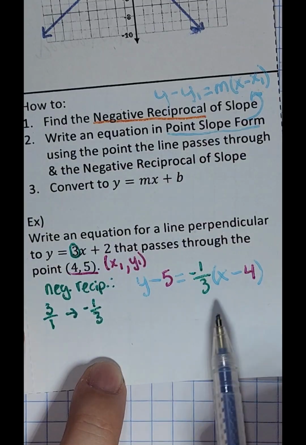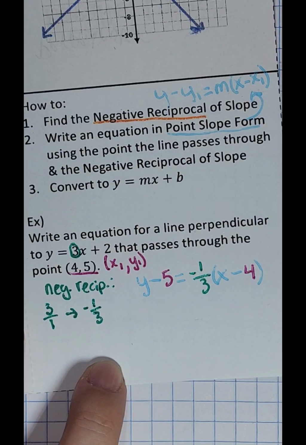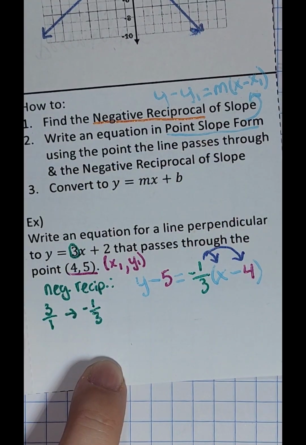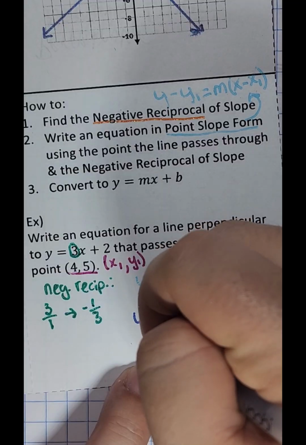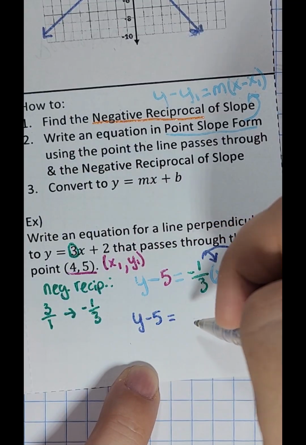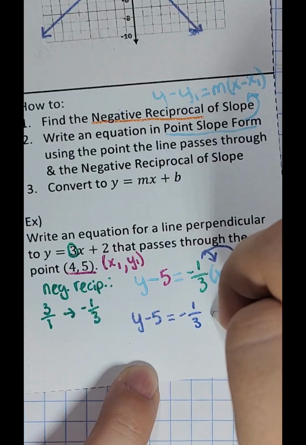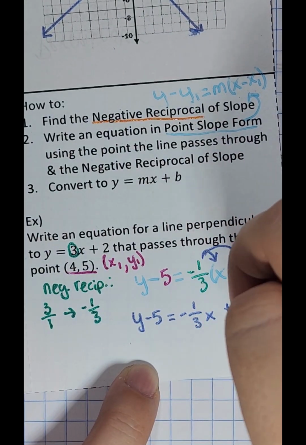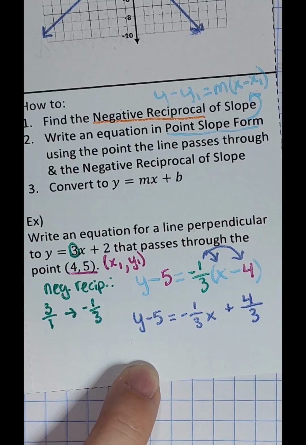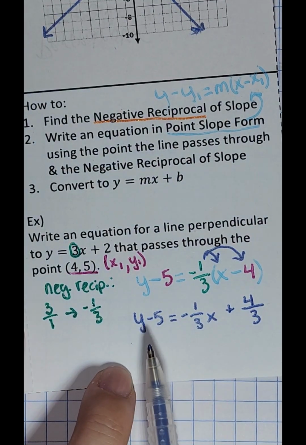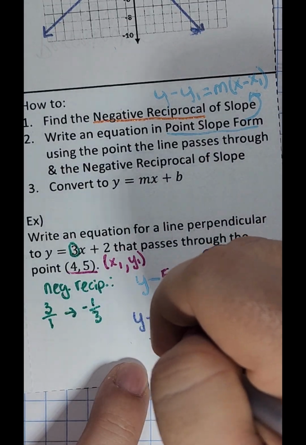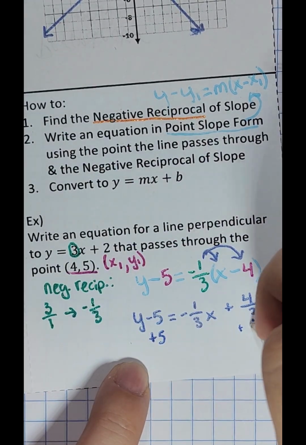And we're going to convert this equation to y equals mx plus b. So first thing we're going to do is distribute that negative 1/3. So we end up with y minus 5 is equal to negative 1/3 x. Then we have a negative times a negative, which gives us a positive, and then 4 times 1/3 is 4/3. To get y by itself, we need to move this negative 5. We do that by doing the opposite operation. We're going to add 5 to each side.